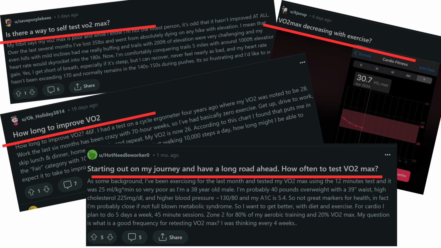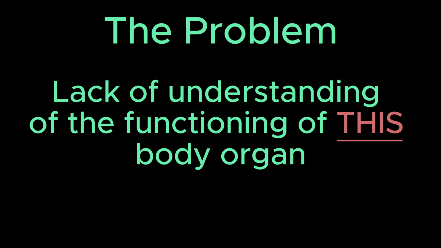Want to increase your VO2 max but don't know where to start? Almost daily I read at least one post on Reddit, people asking about how to increase their VO2 max. The only problem is their lack of understanding of the functioning of this body organ. And because of that, they give up too soon.